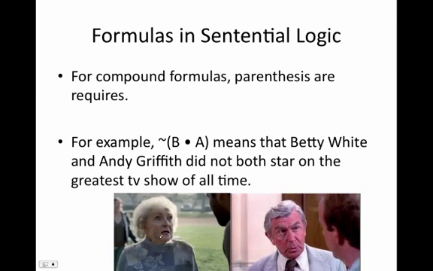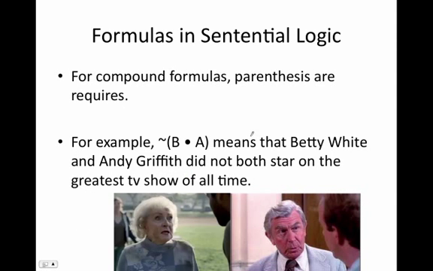Here's another thing you need to know about compound formulas. Oftentimes, we're going to require parentheses, and parentheses will actually affect the meaning of the sentence. So for compound formulas, parentheses are required. For example, what's this right there? Tilde parenthesis B dot A parenthesis. It means it is not the case that Betty White starred on the greatest TV show of all time and Andy Griffith starred on the greatest TV show of all time. That's a negation operator. That's a conjunction operator. It is not the case that Betty White and Andy Griffith both starred on the greatest TV show of all time.